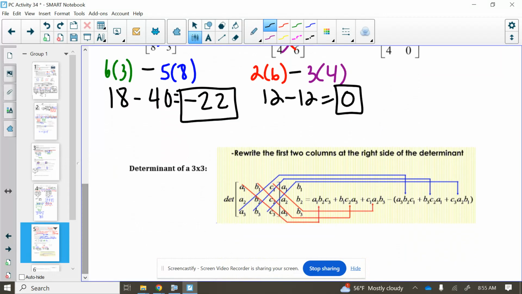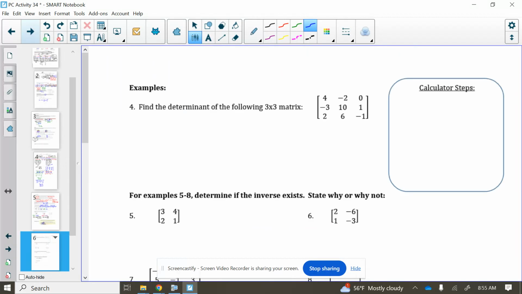Now, if it's a 3 by 3 matrix, our process is a little bit more intensive, because what you end up doing is rewriting columns 1 and 2, and then you take the diagonals, multiply them, then go the other way, take those products, and subtract those away to get your overall determinant. That's kind of a complicated process, so for the most part, we like to use our calculator.